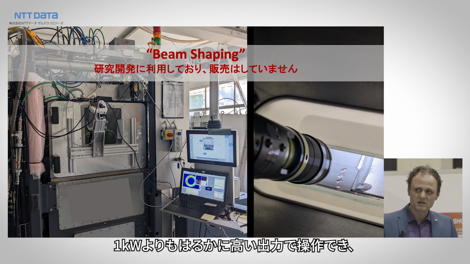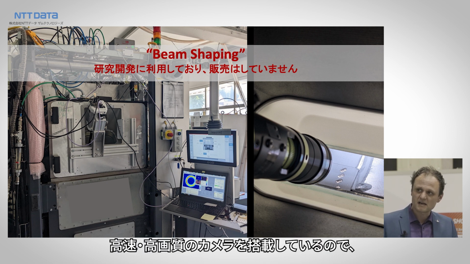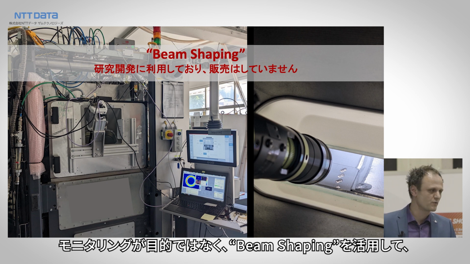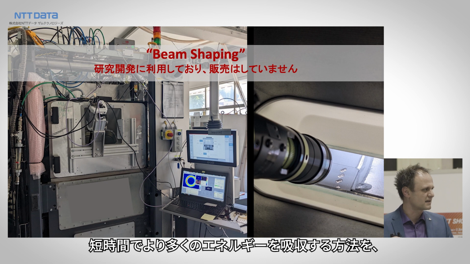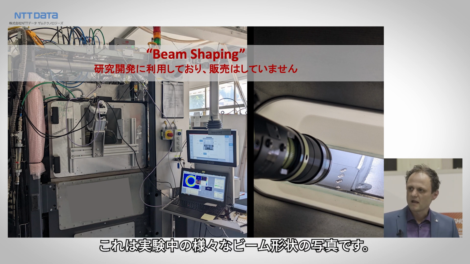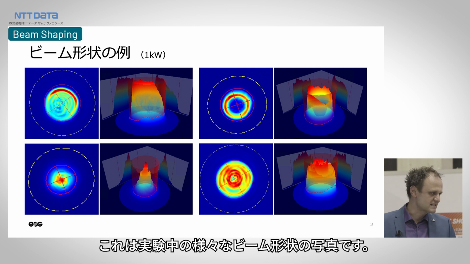It is operable at significantly higher powers than 1 kilowatt. And it has a high-speed, high image resolution camera that can take up to 50,000 pictures per second of the process monitoring window, where we do research, where we do a fundamental understanding of what is the right tool for a specific material to absorb more energy in a shorter period of time. And that's a quick snapshot of different beam shapes that we're experimenting with.